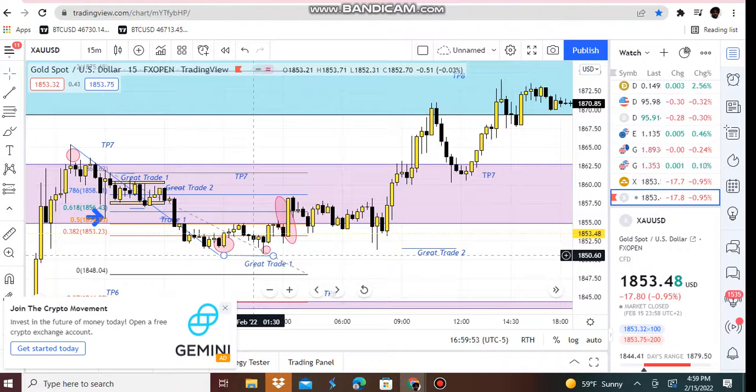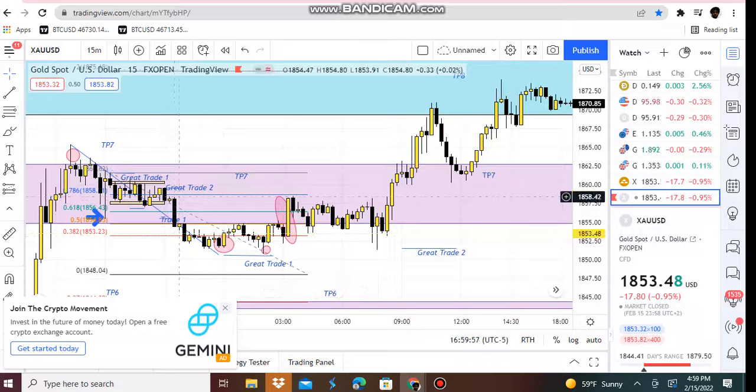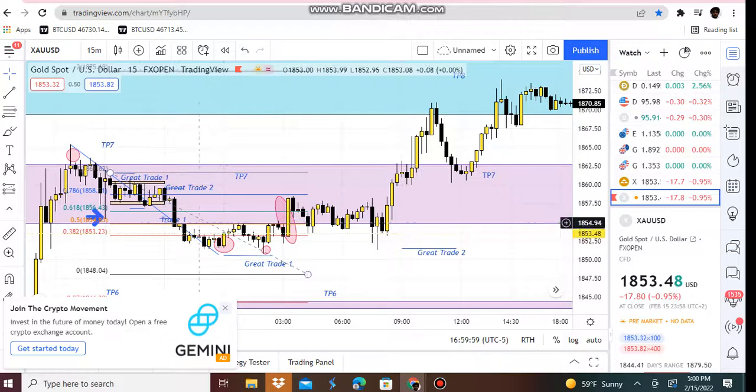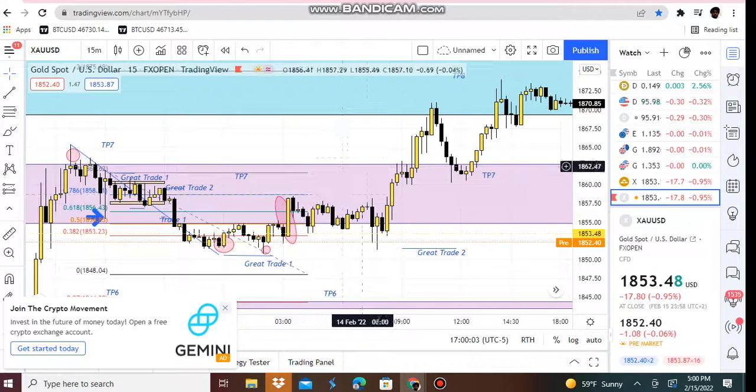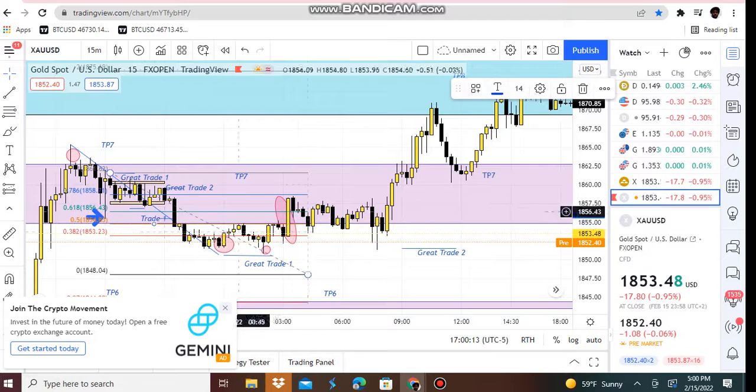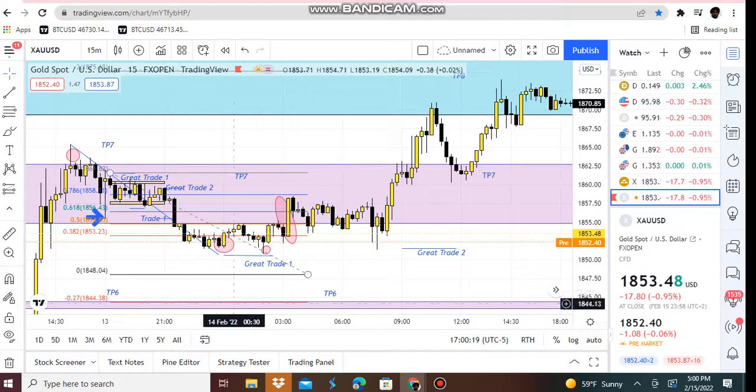So you have to be aware that price is moving and shooting past all your trades faster, and will reverse past all your trades. If you were trying to swing trade this great trade one and great trade two, and you didn't get out of these trades once price broke this trend line, you would have been in profit. You would have just taken the profit, then got back in and made more money and more profit.